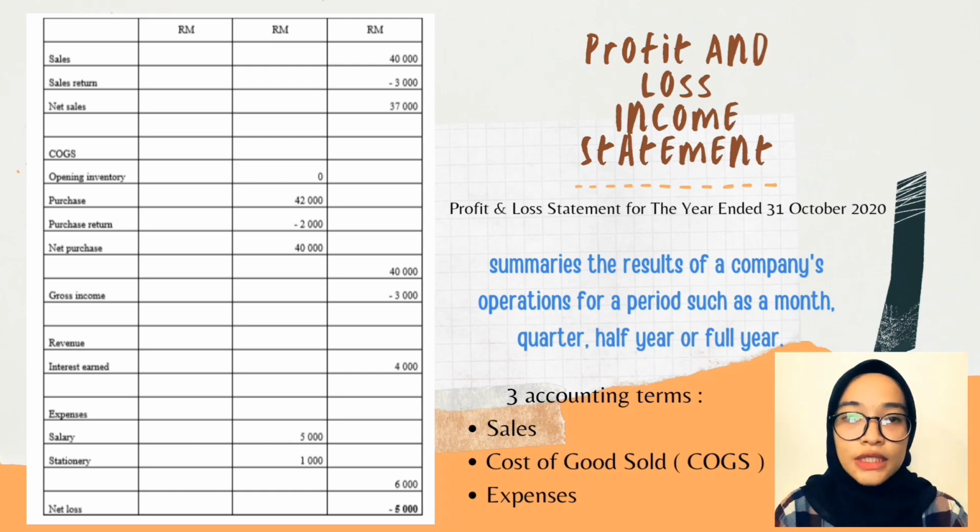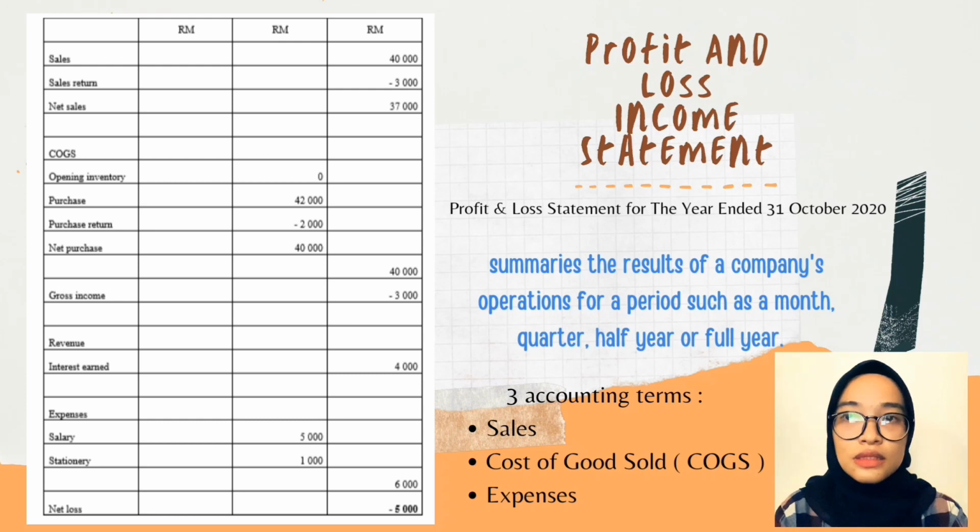In this financial report, there are three accounting terms, which are sales, cost of goods sold, and expenses. Sales consists of sales and other income. It refers to what the business gets during the transaction process. The second one is cost of goods sold, which is the cost of producing goods for sale. And the third one is expenses.